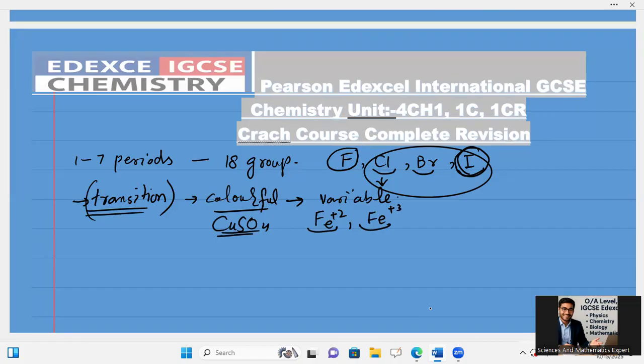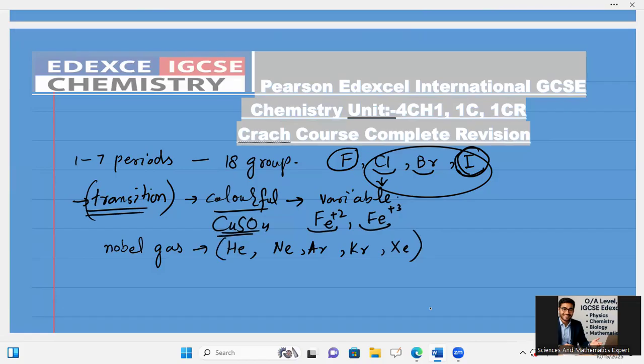They have high density, high melting point, form colorful compounds, and often act as catalysts, as elements and compounds. Transition elements have ions with variable oxidation states, including iron. I have given the example. After that, noble gases belonging to the 8th group are very unreactive. Noble gases include helium, neon, argon, krypton, and xenon, and all of these are inert elements.